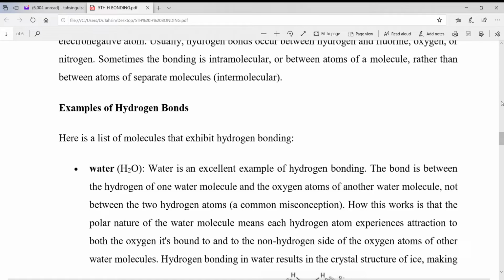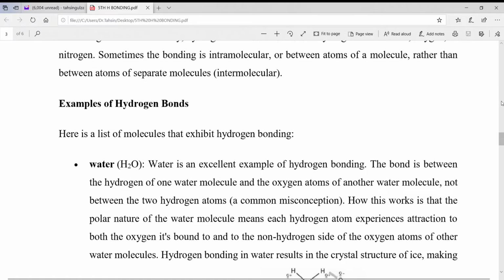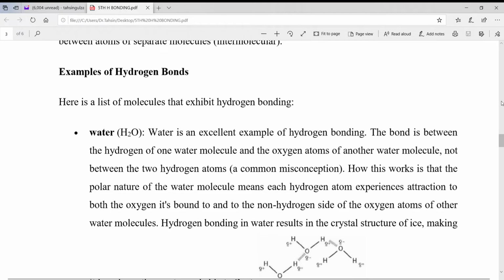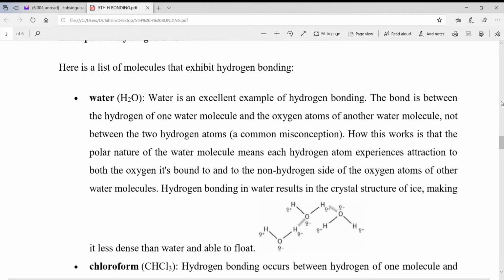Now, how is it working? The polar nature of the water molecule means each hydrogen atom experiences attraction to both the oxygen it is bound to and the non-hydrogen side of the oxygen atoms of other water molecules. I have drawn the structure of how hydrogen bonding is formed between two water molecules.